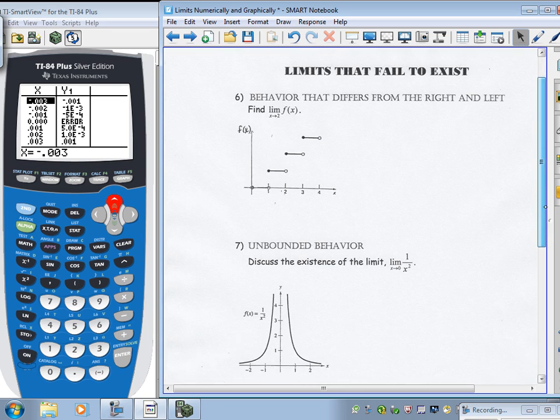Okay. Here's some more limits that fail to exist, or that are DNE. Number 6, behavior that differs from the right and left. That's exactly what we just saw, and one where Emily said error. So if we look here at the limit of f of x as x approaches 2, look what's happening. As I approach 2 from the left, my y value is different than if I approach 2 from the right. Everybody agree? So I don't even care what the y values are, to be quite honest with you. This is DNE, I know that.